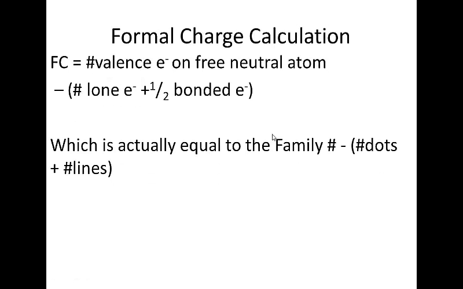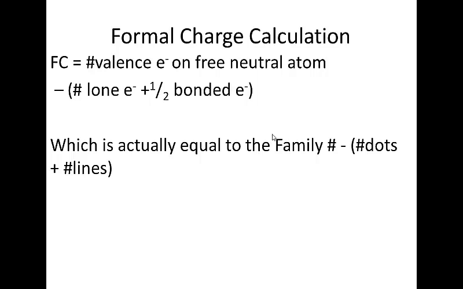Formal charge calculation. It is the number of valence electrons on a free neutral atom minus the sum of the number of lone electrons plus half the bonded electrons. Actually what it comes out to be is that formal charge will be equal to the family number of the atom minus the number of dots plus the number of lines, which I'm going to do an example of in a minute or 2. So wait, and we'll do some in class too.